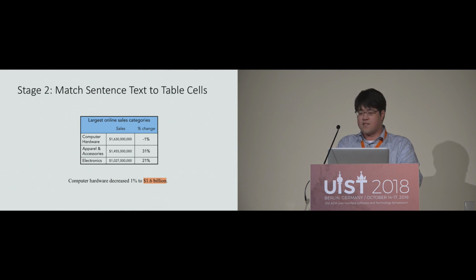Similarly, 1.6 billion doesn't match directly with any cell in the table. But there is a 1.63 billion in the table. Again, we start by using Core NLP entity recognizer to detect 1.6 billion in the sentence. Then if the number in the table rounds to the number in the text, or vice versa, our system matches them. Here, 1.63 billion rounds to 1.6 billion, so our system finds a match.